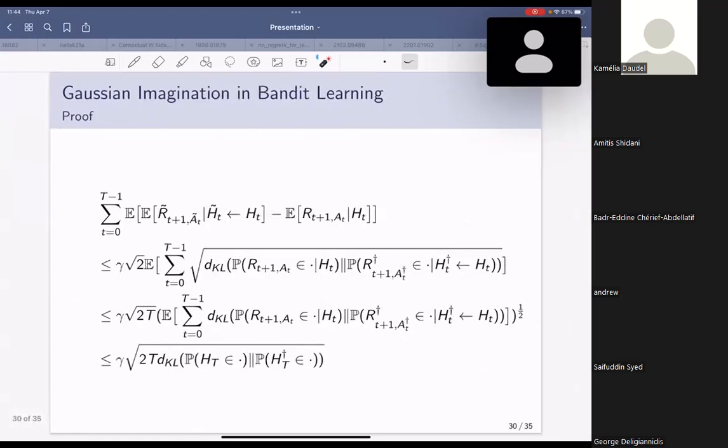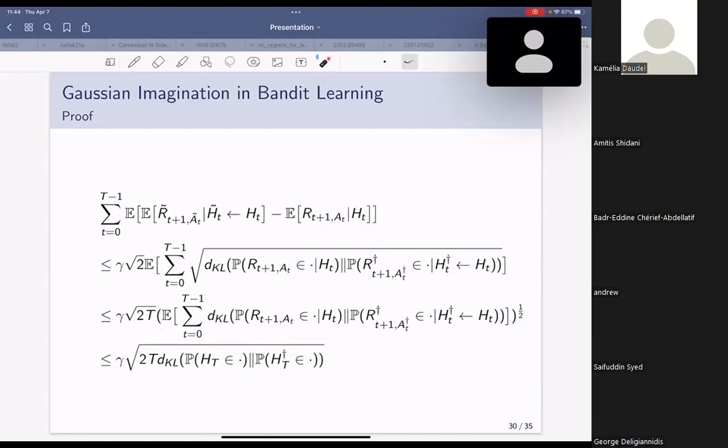And then if we take the summation over time, this is basically the previous term. We just added the summation over time here. Then using the Cauchy-Schwarz inequality, it would be less than the third line. And now, using the chain rule for KL divergence, this term here can be upper bounded by the KL divergence between the real history and the auxiliary history.